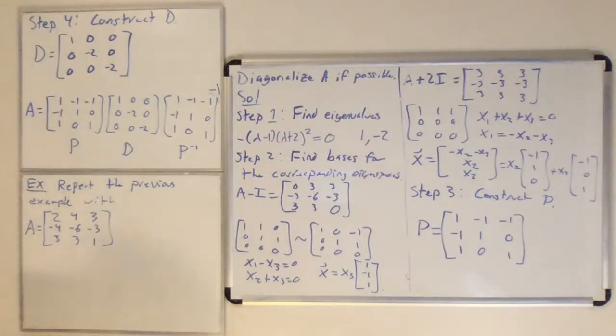And the characteristic polynomial is negative (lambda minus 1)(lambda plus 2) squared. So this matrix has an identical characteristic polynomial.